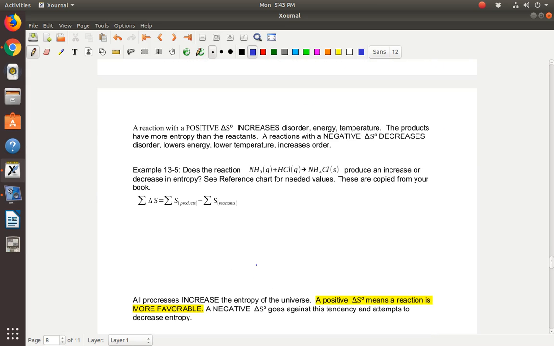A reaction with positive delta S increases disorder. So a positive delta S is a good thing as far as spontaneity goes. It's spontaneous. It increases disorder, energy, and temperature. The products have more entropy than the reactants. A reaction with a negative delta S decreases disorder. So a negative delta S means it's actually getting more orderly. More orderly. And so that's kind of not spontaneous. Not spontaneous.